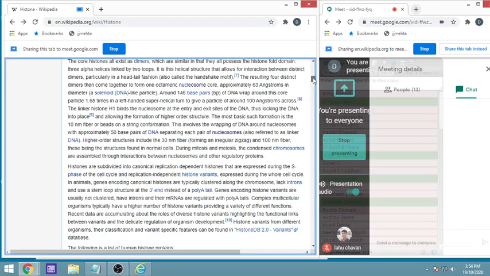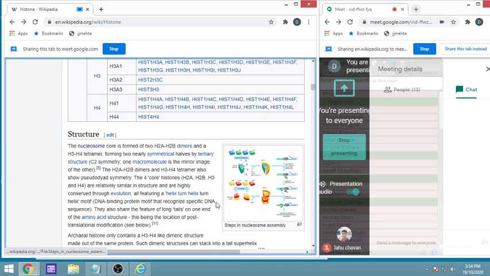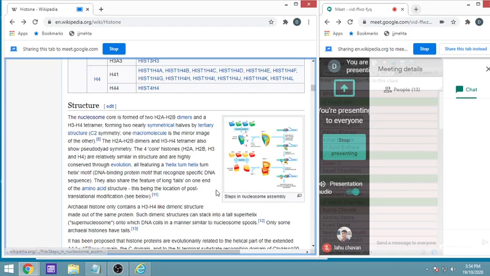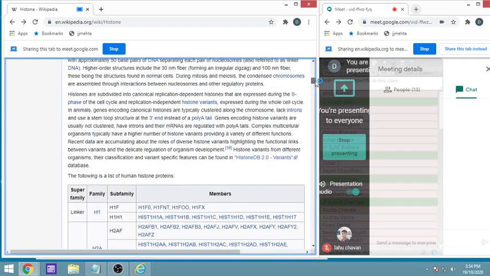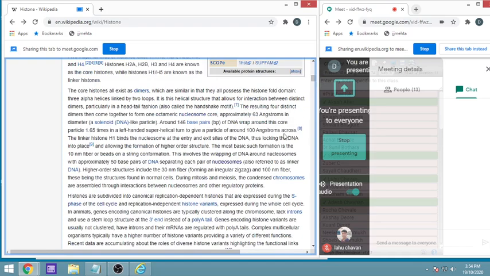They are present as dimers. If you remember, we have seen this kind of figure earlier, and we have seen how they are present in various structures. They act as dimers, one and another mixed like that, and these dimers have the activities. They all possess the histone fold domain: 3 alpha helices, where one is a helix and more than one is called helices. They are linked by 2 loops, and this helical structure allows the interaction between distinct dimers in a head-to-tail fashion, also called a handshake motif.